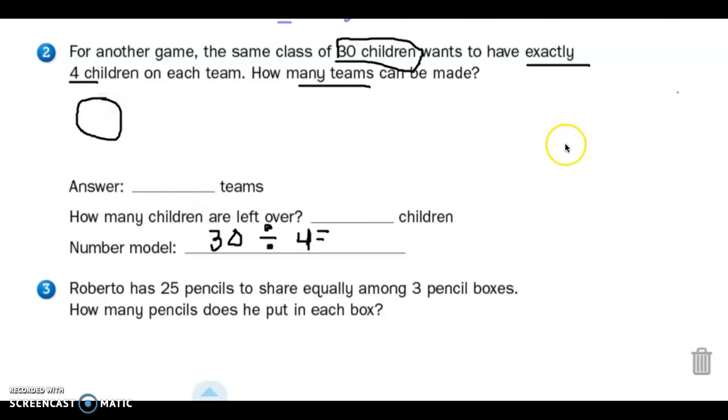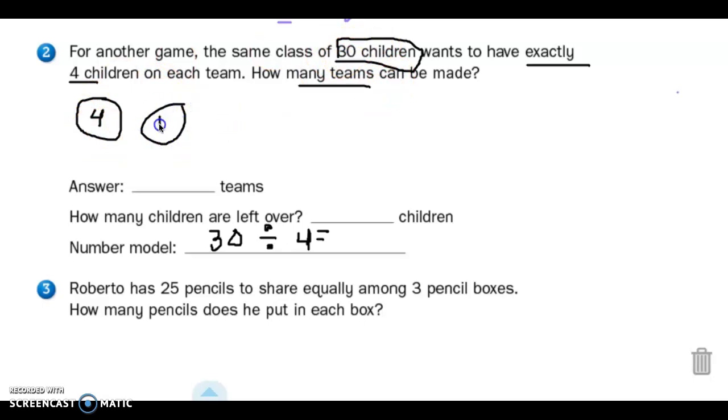Am I just going to keep drawing a bunch of groups? Nope. Because my groups are like my teams, remember. I only know how many go in each group, and that's 4 children. So this first team, right, here's team 1. It has 4 kids in it. Should I stop there? Nope, I need to get to 30. 4 is kind of far away.